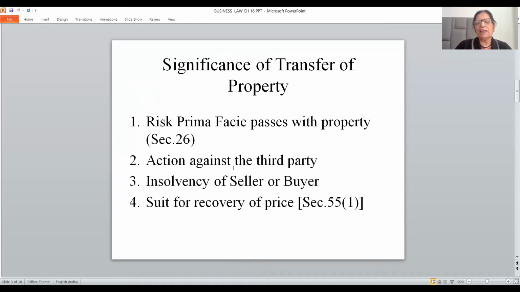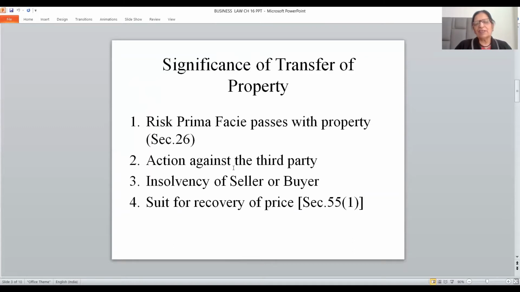And similarly, is the buyer bound to pay the price or not? Is the buyer's official receiver bound to pay the price to the seller or not? It depends whether the ownership has passed or not. In other words, we can say, are we talking about a sale transaction or are we talking about an agreement to sell? The last point is suit for recovery of price.